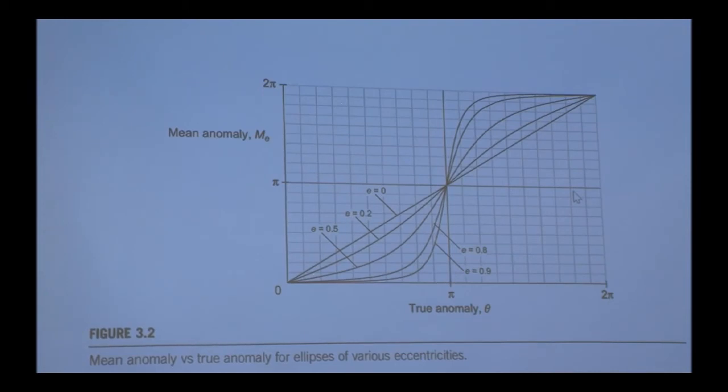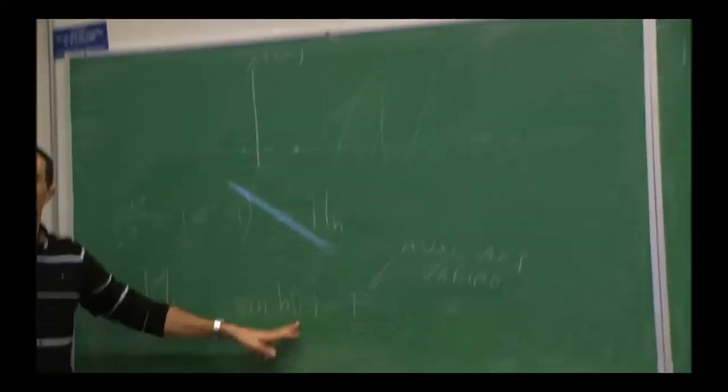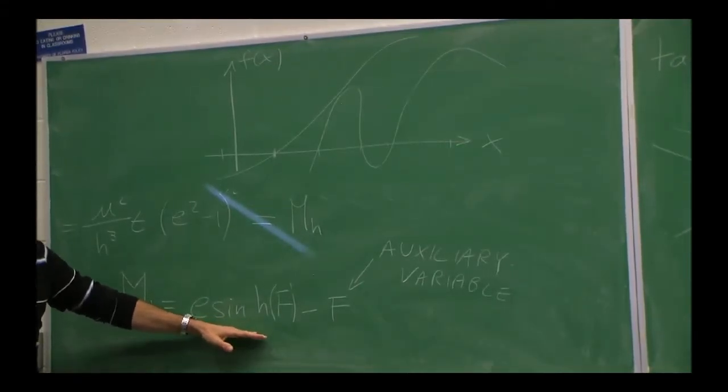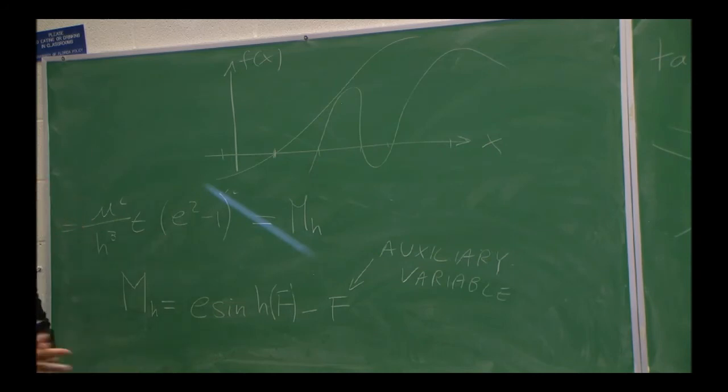In our case, all these expressions, that's why we go through the pain of defining the eccentric anomaly, this F, whatever you want to call it, and find expressions like this, because these things are actually monotonic functions, and you can invert them no problem. I don't know if this is the right plot, let me see.